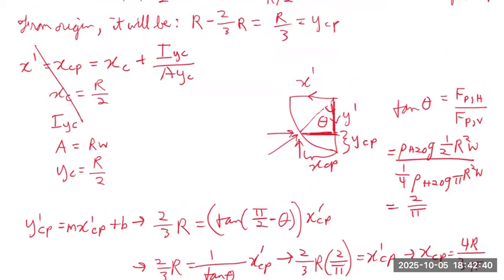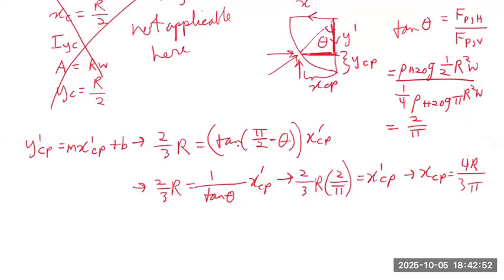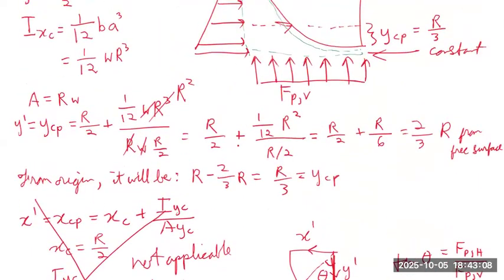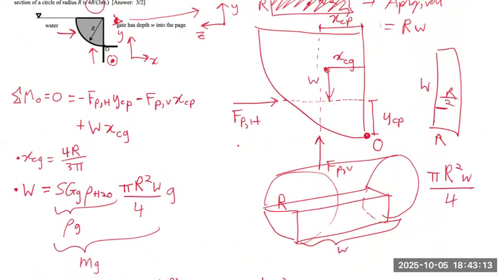Also, note that this is not applicable here because this is a curved surface. The only reason it was applicable for the vertical surface is because we used the vertical projection of the area, because we're allowed to do that for vertical surfaces. So now all that remains is to substitute the known values and solve for the specific gravity from our moment equation way back here.